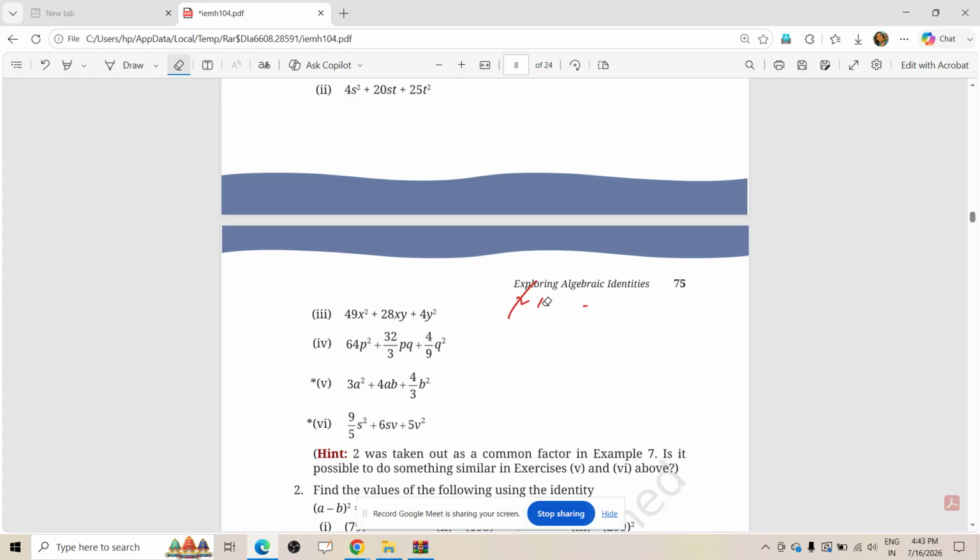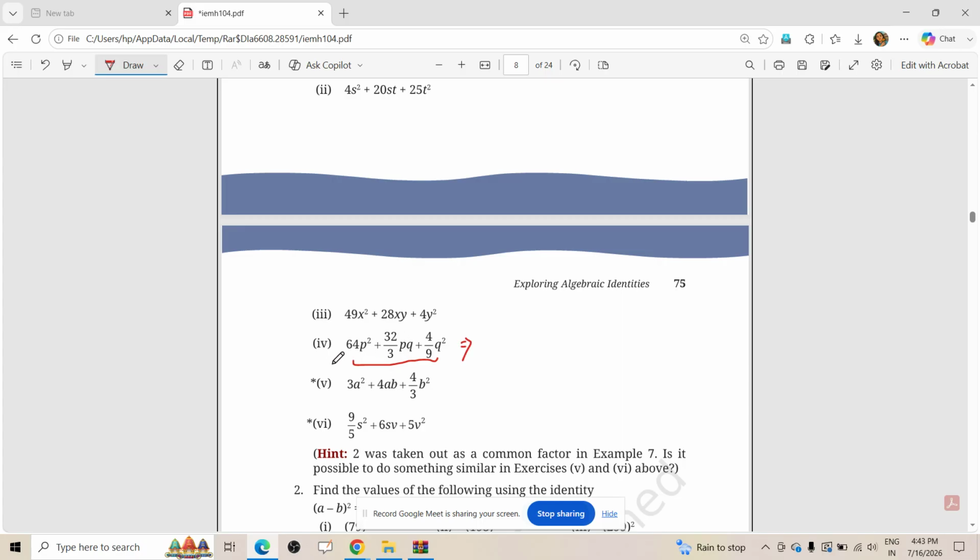You have solved this. Question number 4, you have asked for. Yes, we will apply the identity here. See, we have 64p square. We know the square root of 64 is 8, so we can write 64p square as 8p whole square. And here, let's solve the b part, that is 4 by 9. We can write 4 by 9 as 2 by 3q whole square.